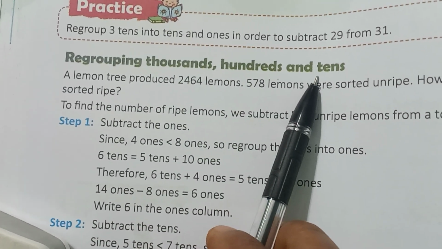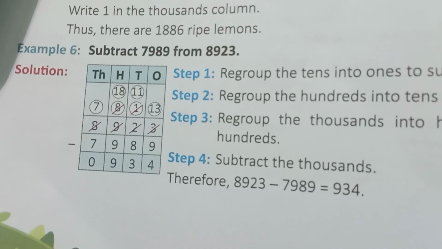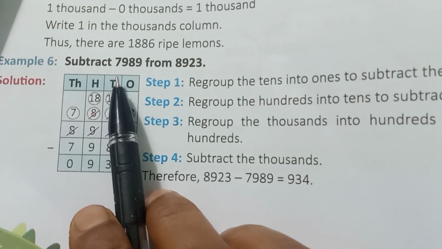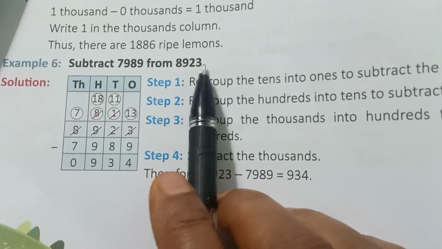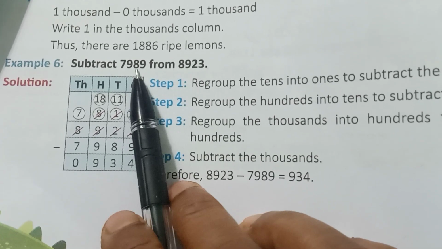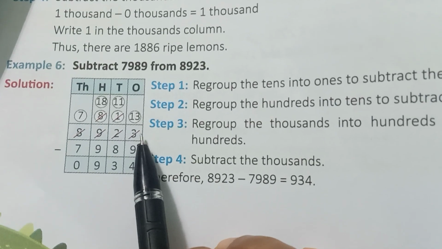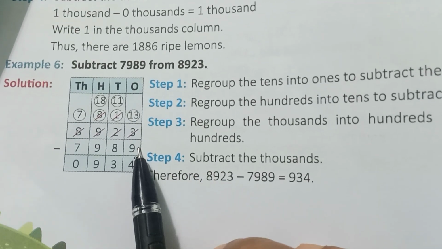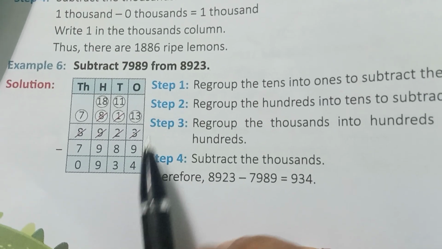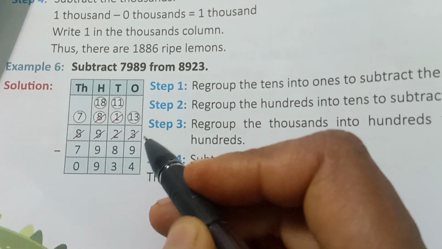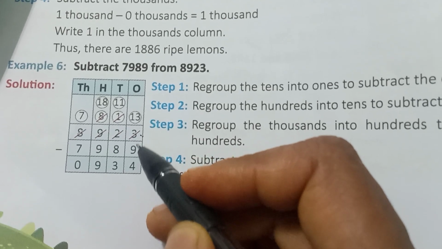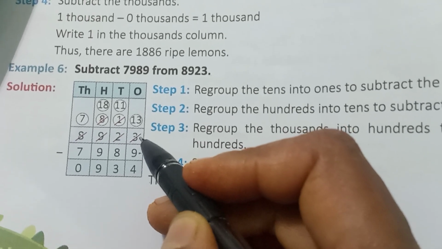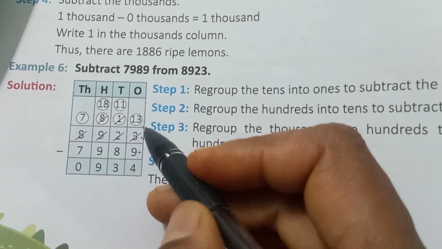Now we will do regrouping thousands, hundreds and tens. One example given in your book, page number 60. Here you have to subtract 7,989 from 8,923. So children, again the bigger number you write first and then this smaller number you write next. Arrange under the place value columns. Now we have to subtract 9 from this 3. Again children, 3 is smaller than this 9. So you need to borrow, regroup, okay?